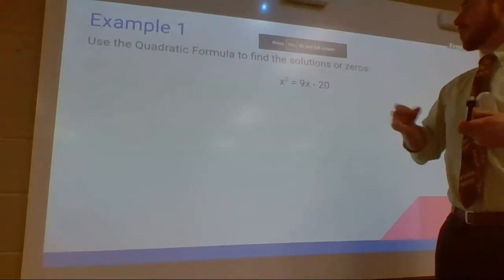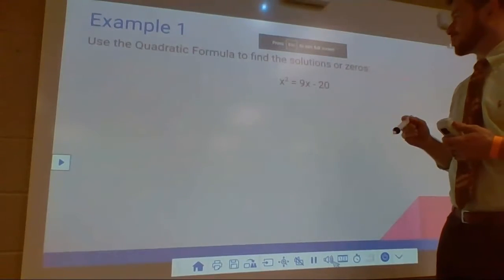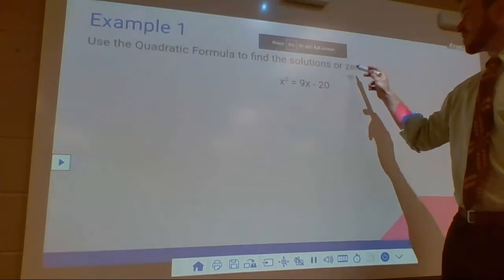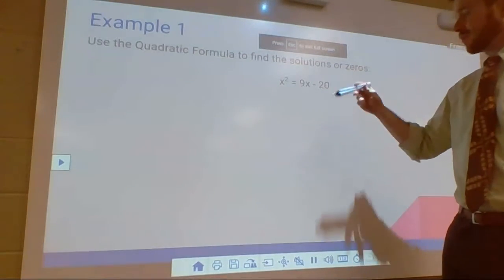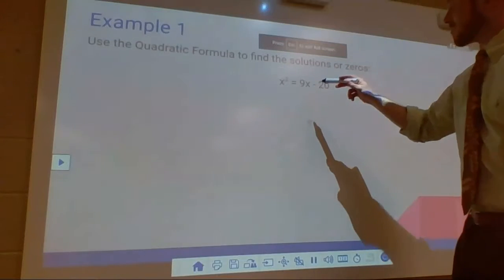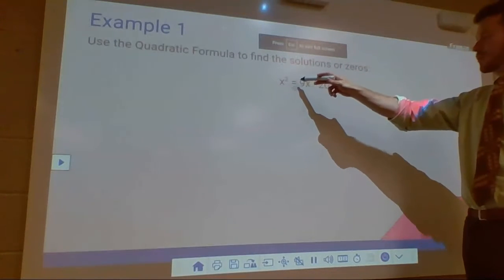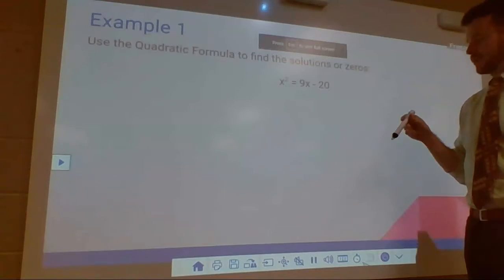We're going to use the quadratic formula to find the solutions to this equation. We're not finding zeros because we're not finding zeros of a function. This is an equation. We're going to find its solutions. Alright, so we have x squared equals 9x minus 20.